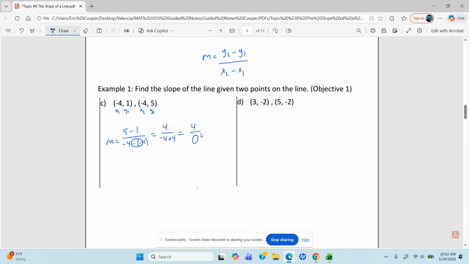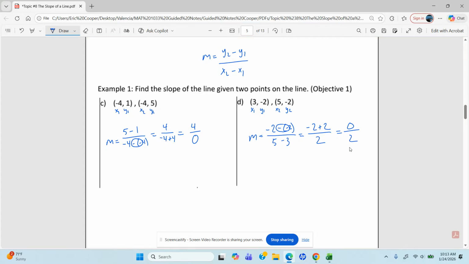We're going to come back to this problem in a second, but first, now let's look at D. D is kind of the same type of problem, but this time the y's are exactly the same. Our x's are different, but our y's are the same. What's going to happen to the slope when the y's are the same? So we're going to do negative 2 minus negative 2 at the top, and at the bottom we've got 5 minus 3. Well, the double negative here again makes this negative 2 plus 2. 5 minus 3 is 2, and negative 2 plus 2 is 0.